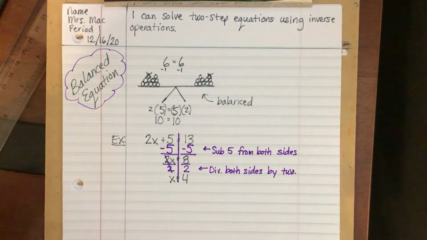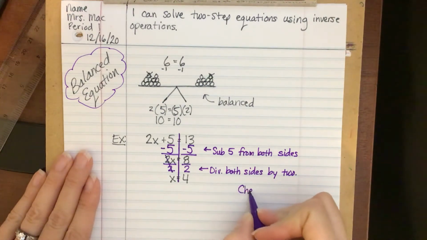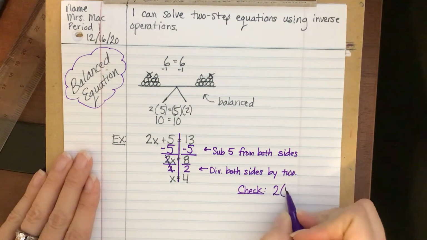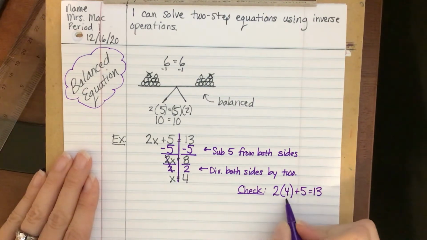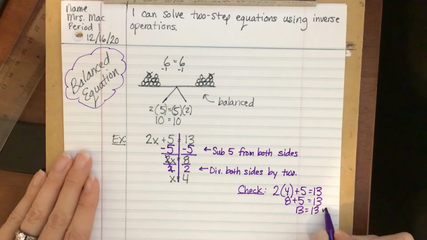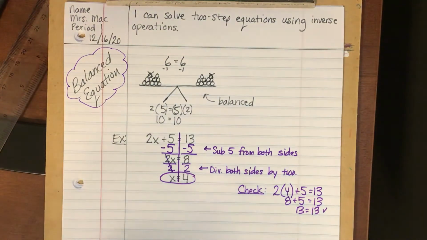All right, so real quick, I'm just gonna check my answer. So I'm gonna plug in 4 for my x, and I'm just gonna make sure that this is true. So this is 8 plus 5 is equal to 13. 13 is equal to 13, so yes, that, my friends, is the solution. Yeah, it makes sense because you're undoing it. You're basically unraveling it, and so it's going backwards, basically.